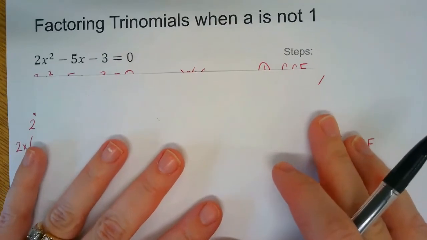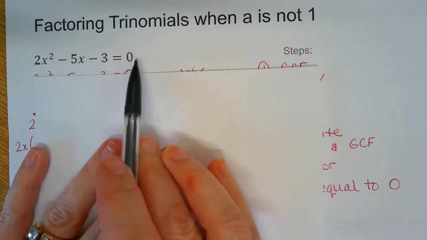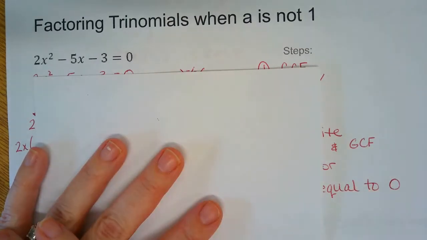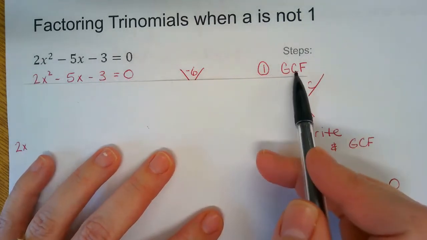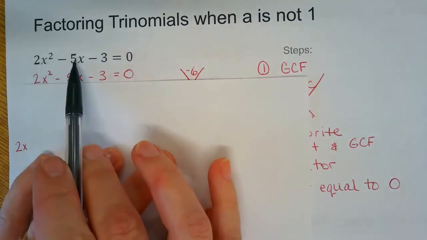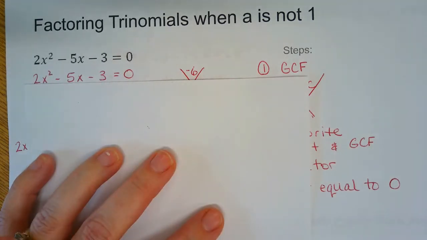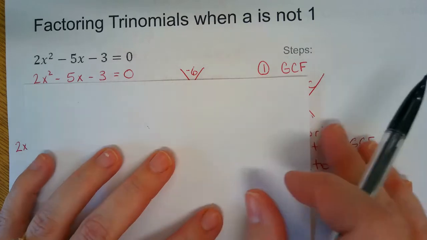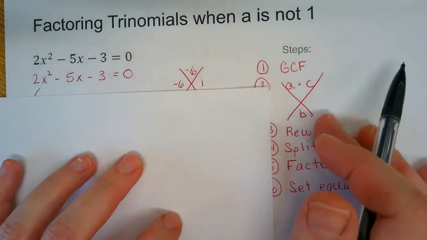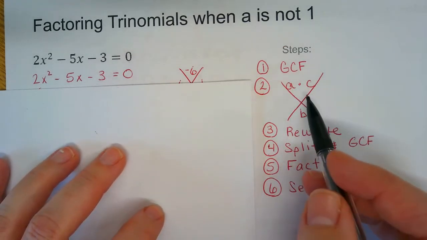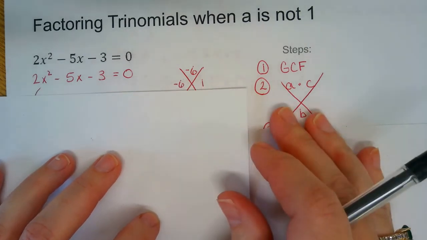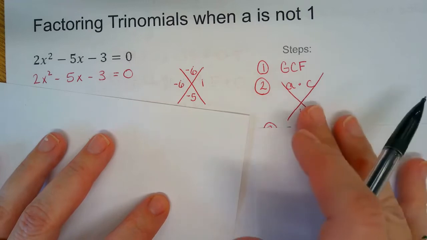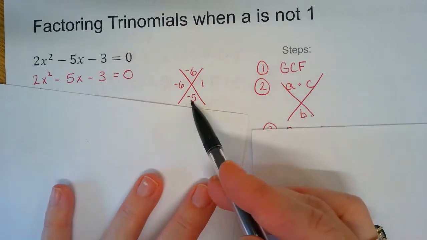So here is my equation. I'm already equal to 0, so I don't have to worry about moving anything over. Okay? First step, I want to check to see, do I have a greatest common factor? I don't, because all I can do is divide everybody by 1. So now we're still going to do our x. Step 2 is where you want to do that x shape. So I'm going to do A times C on top and B on the bottom.